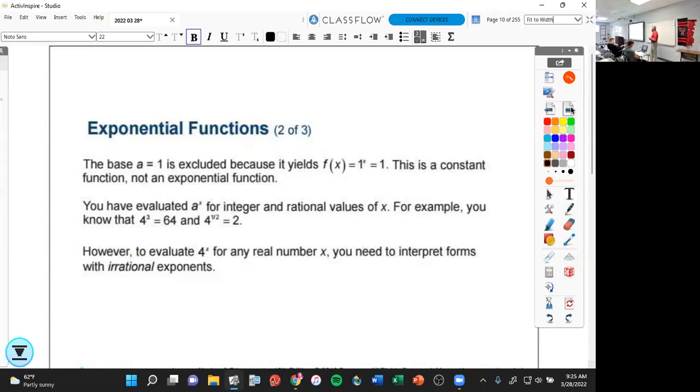Okay, but how do you evaluate 4 to the x power, where x is any real number? That's when the logarithms are going to come in, not today. But logarithms are going to allow us to take that exponent and take it out of the exponent and move it to a number that we can actually use.